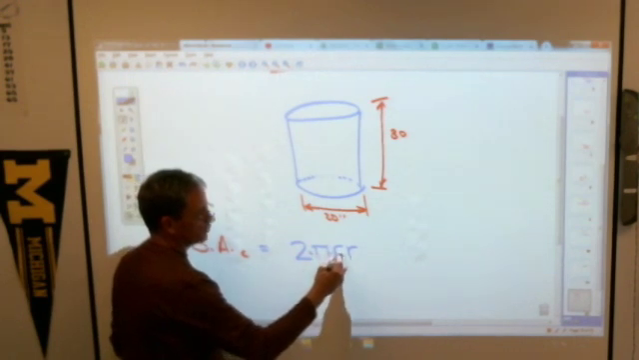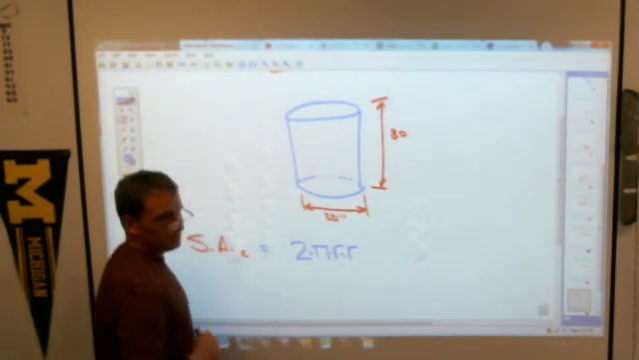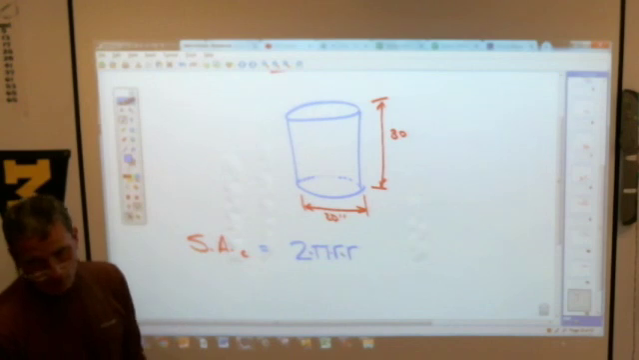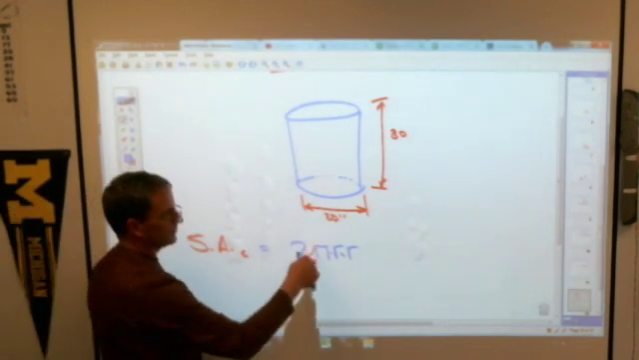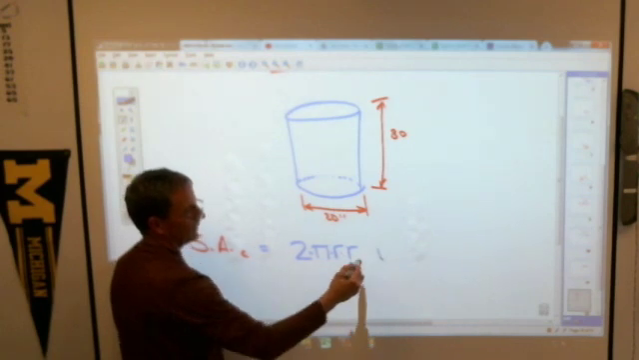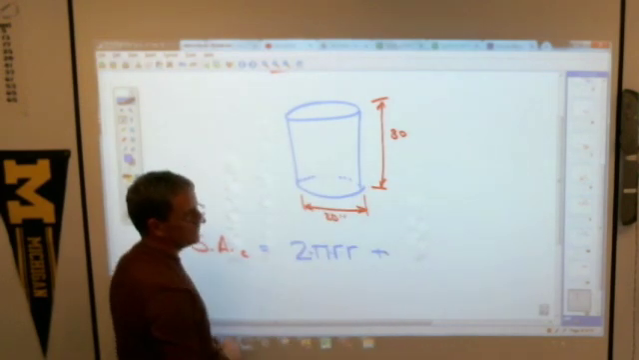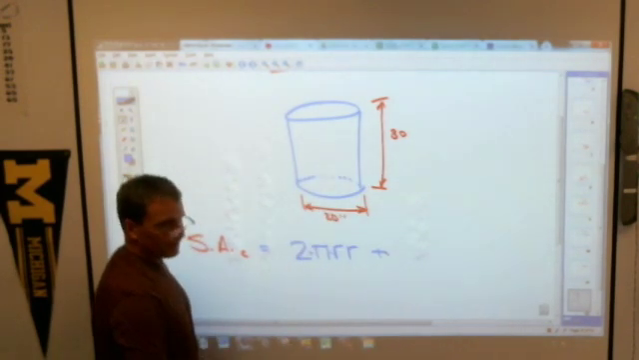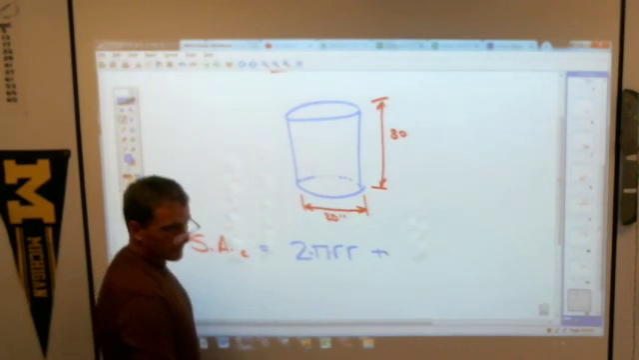2 times pi times radius times radius. That gives me the area of what? The two circles, correct? Yes. There's two of them. That's why pi r squared is one circle, 2. To that, you have to add the area of the label of the can, which is that rectangle, and the rectangle is found by? Base times height.